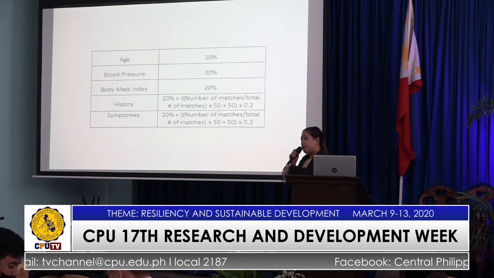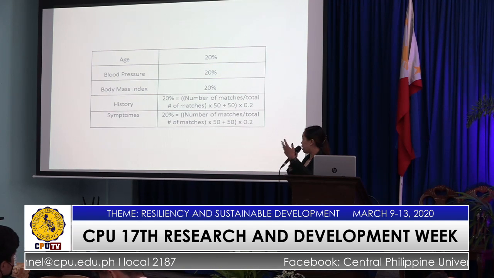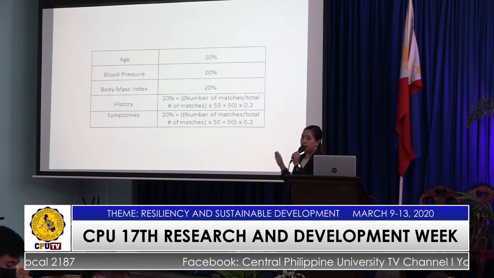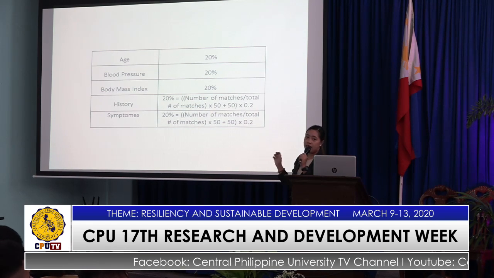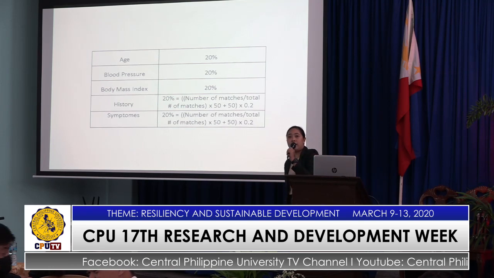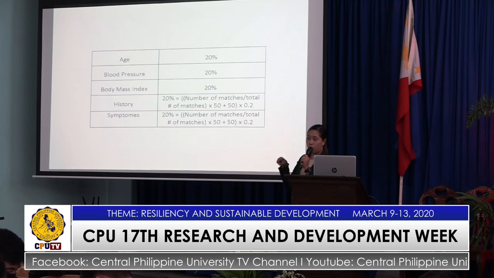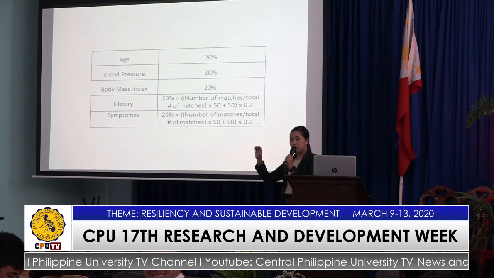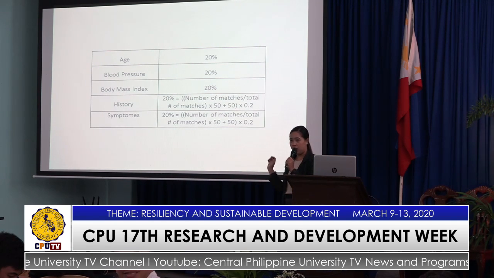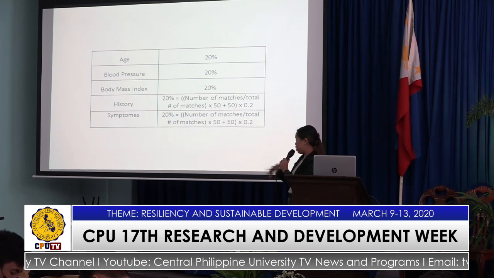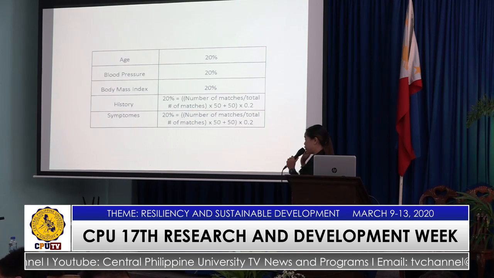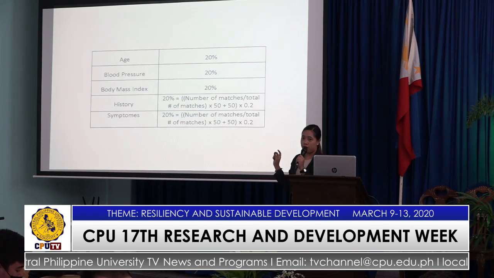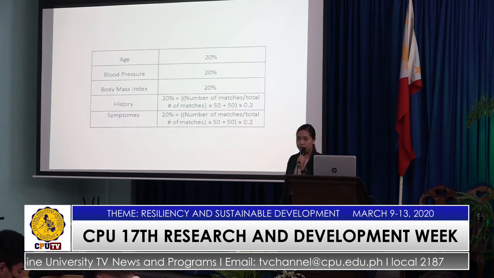How many matches do you have, divided by the total number of matches set by the doctor. For example, the total number of matches set by the doctor for that particular disease is 20, and you got 5, so 5 divided by 20. So the number of matches over the total number of matches times 50, plus 50 times 0.2, because you are getting the 20%. Same with the symptoms.